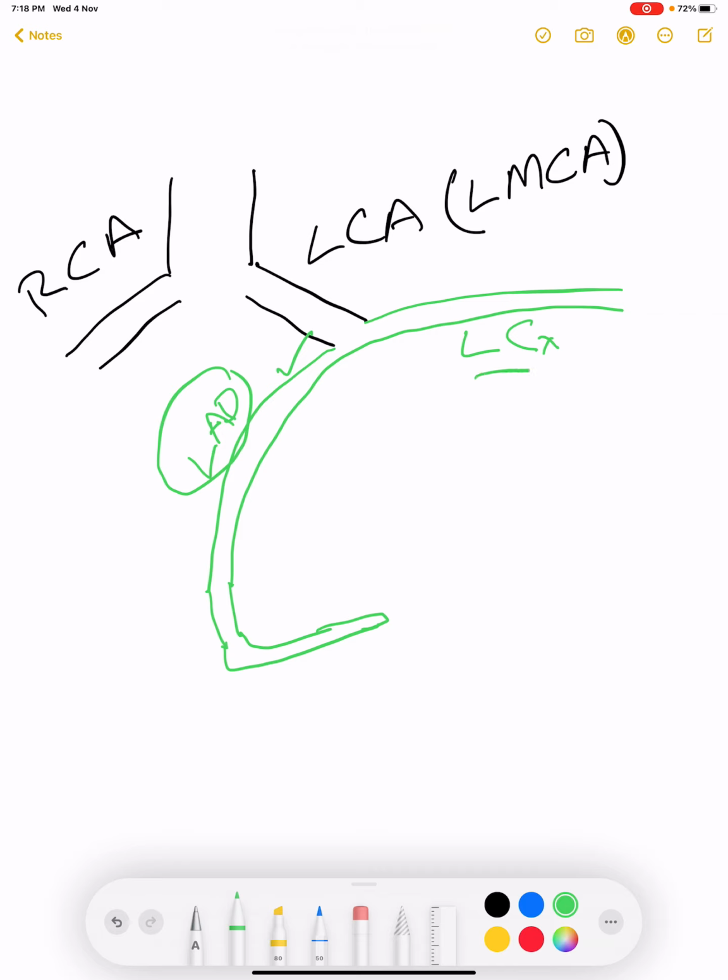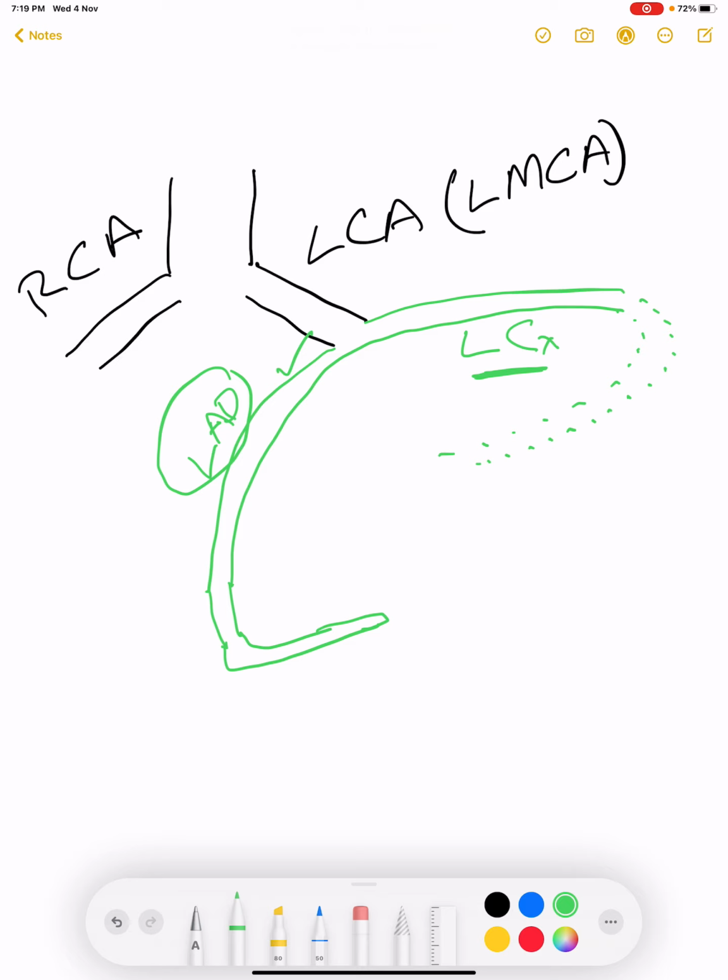On the other hand, the left circumflex artery will go to the left side. Left side means it will go to the lateral side and supply the lateral wall of the heart. The lateral wall is made up of, we know, the left atrium and left ventricle. So it will supply the left atrium and left ventricle, and then it will travel at the back of the heart and sometimes contributes to the posterior circulation as well, or the posterior descending artery. We will discuss that later on.